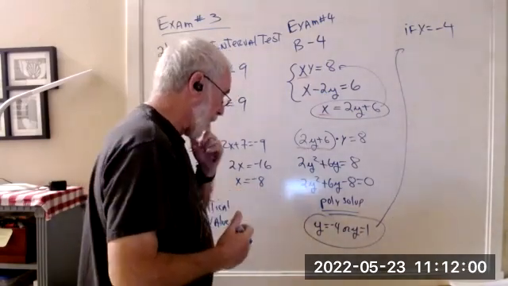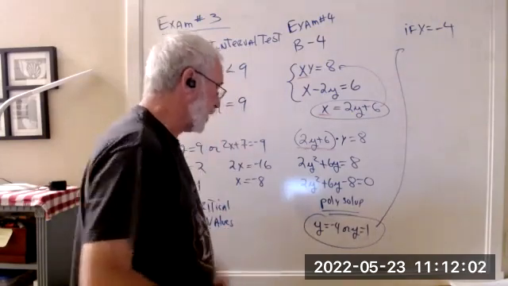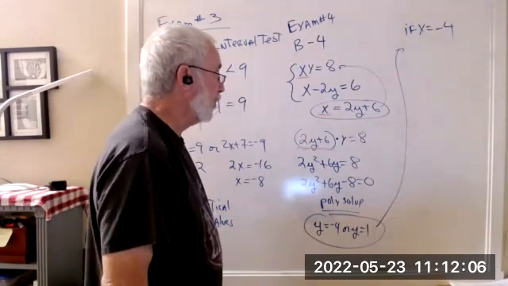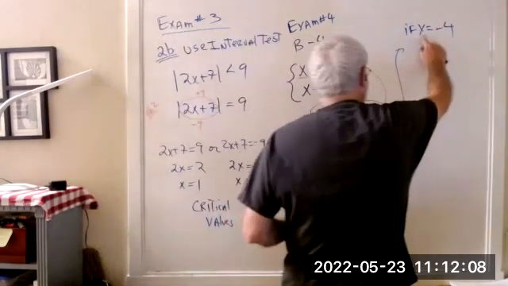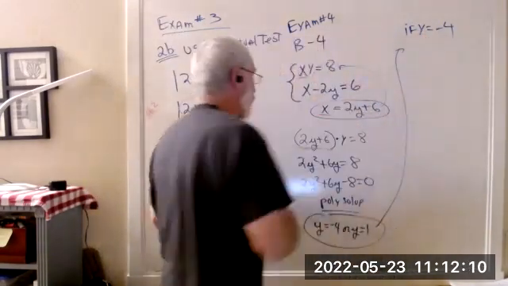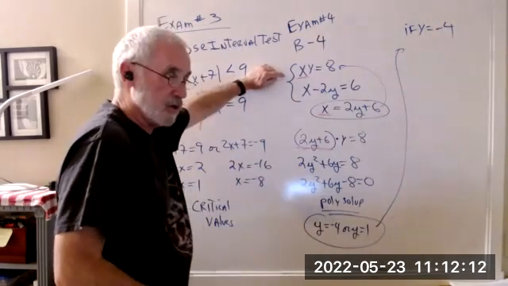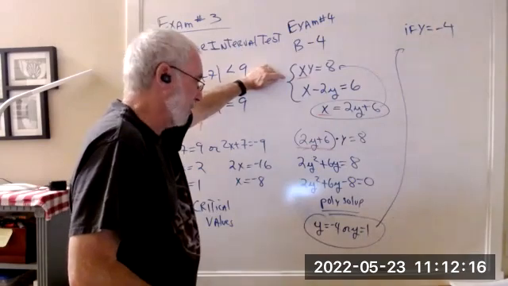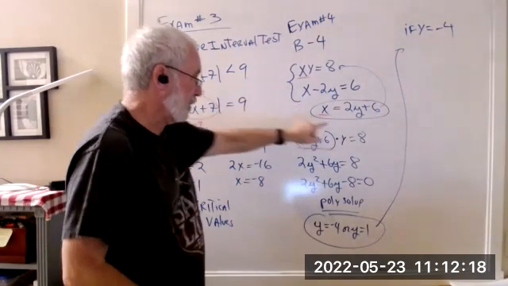Okay. So then we have to decide, what do I do with it? Where do I plug -4 in? It doesn't matter. Whichever one of these equations seems easiest. You've got to get the same answer. If you don't, there's an error. But let's say we plugged it here.